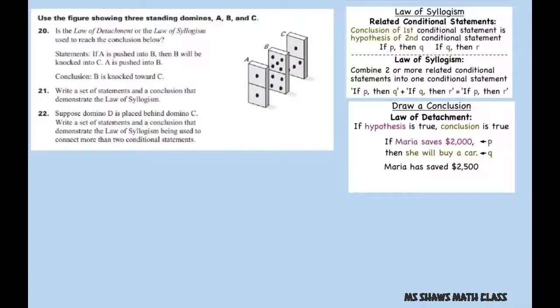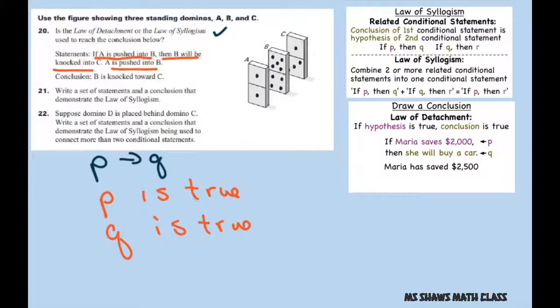So the first one, it says, is the law of detachment or law of syllogism used? So what we have is if P, then Q. If A is pushed into B, then B will knock into C. That's if P, then Q. All right, it says A is pushed into B, so P happens. And the conclusion is, since P is true, that means Q is true.